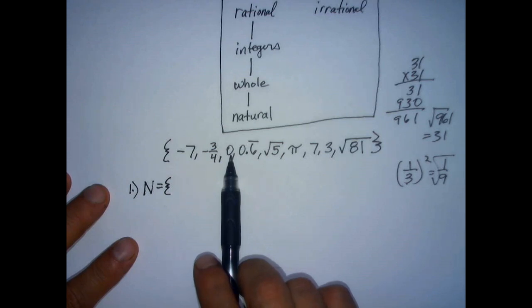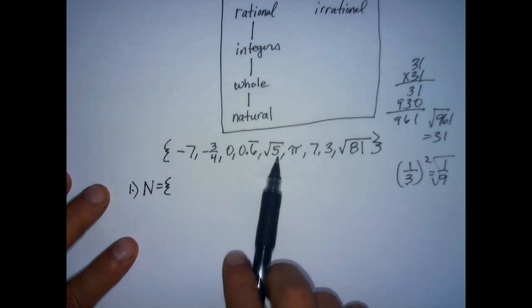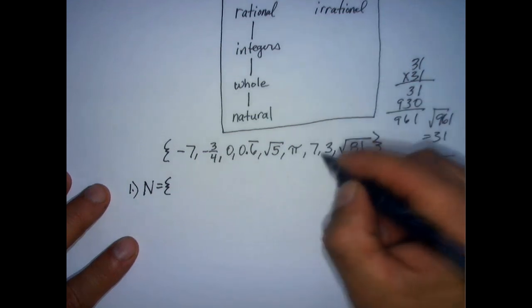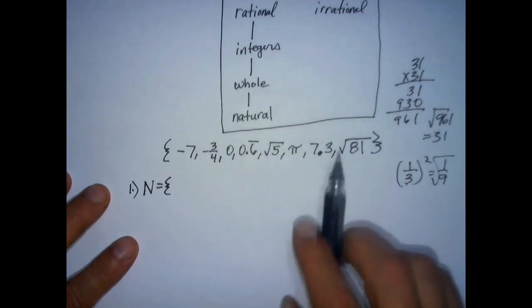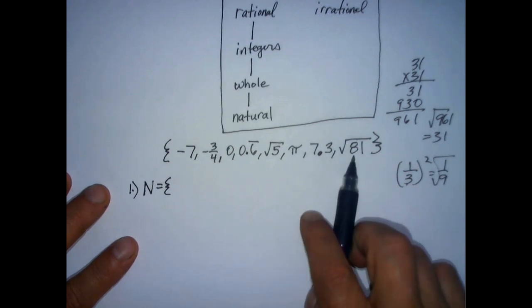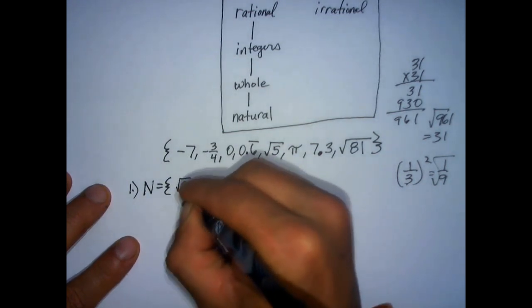Natural numbers are the numbers you count with: 1, 2, 3, 4, 5, 6, 7, 8. Do you count with 0.6 with a bar over it? Square root of 5. Pi. This isn't 7 comma 3, it's 7.3. Square root of 81, which is 9. So the square root of 81 is the only natural number there.